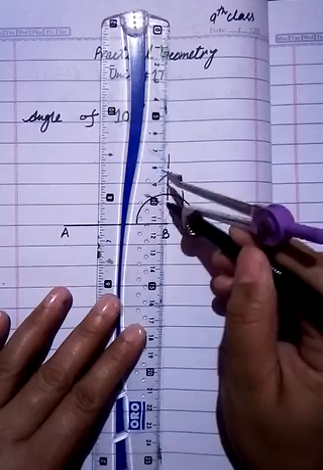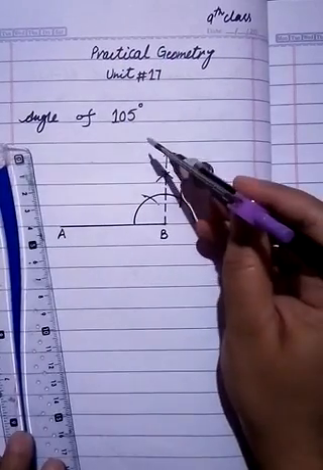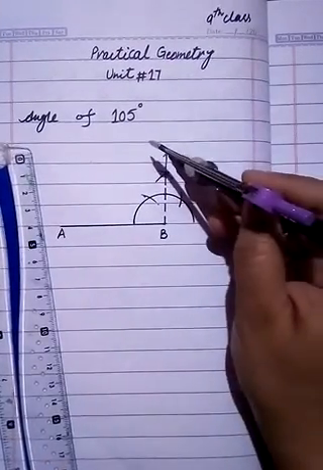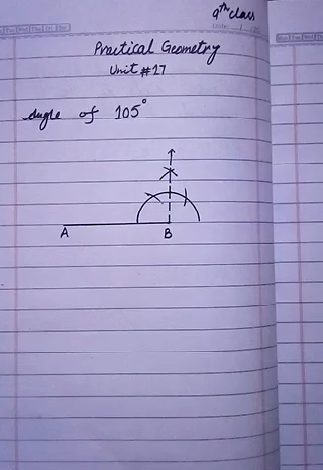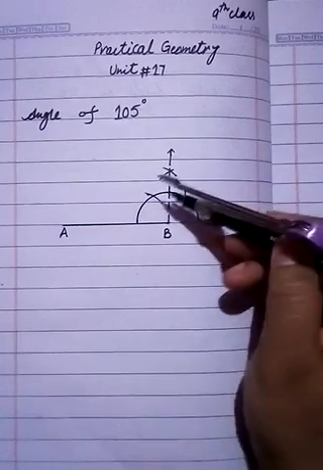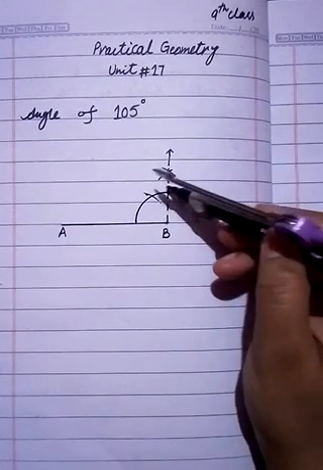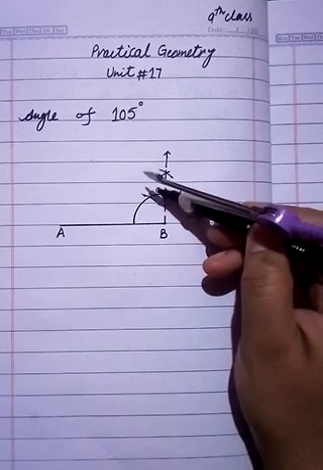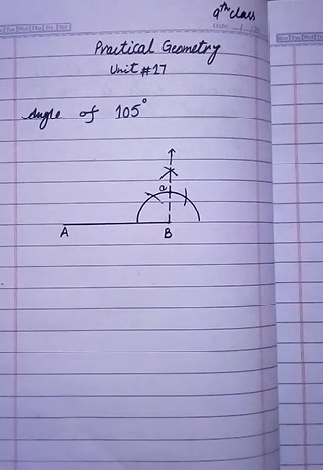Now, this is the angle of 90 degree. Now, check that the 90 degree angle intersects the semicircle at this point, named as small a point.